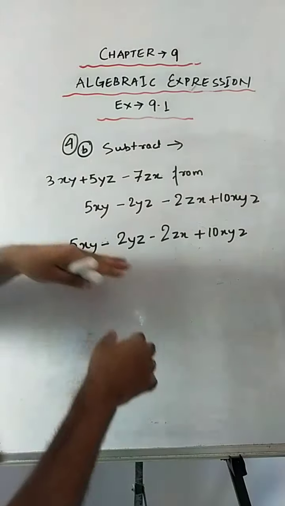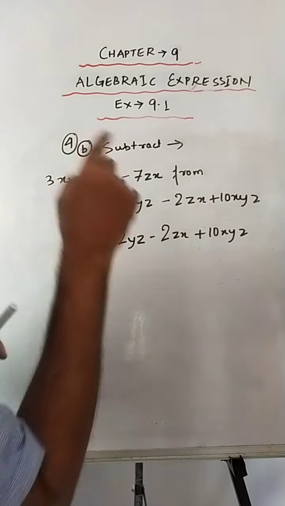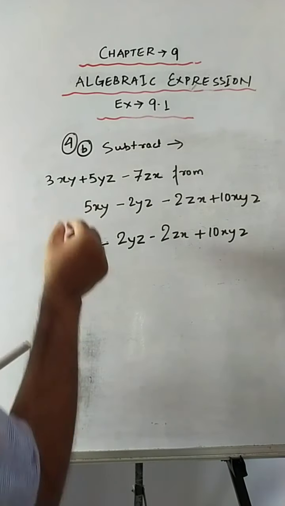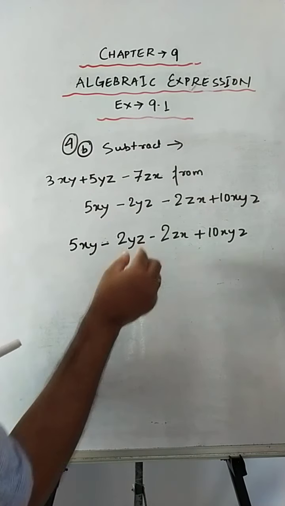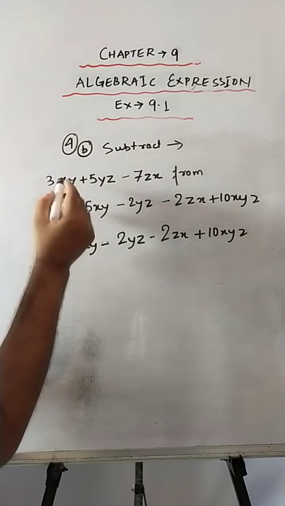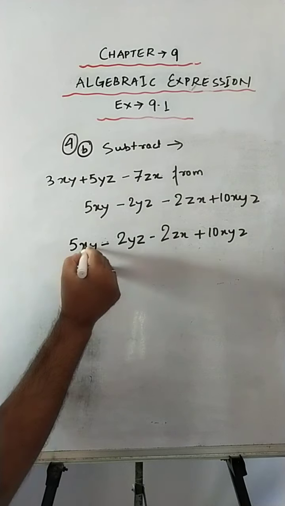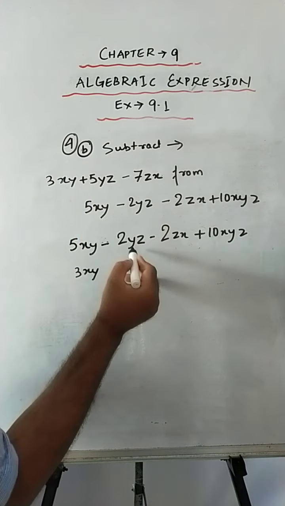Now on the second line, as you know, you have to write the first expression, but be careful with the like terms. xy should be under xy, yz should be under yz. So this is xy, so 3xy should be below the xy variable. Yz, where is yz?